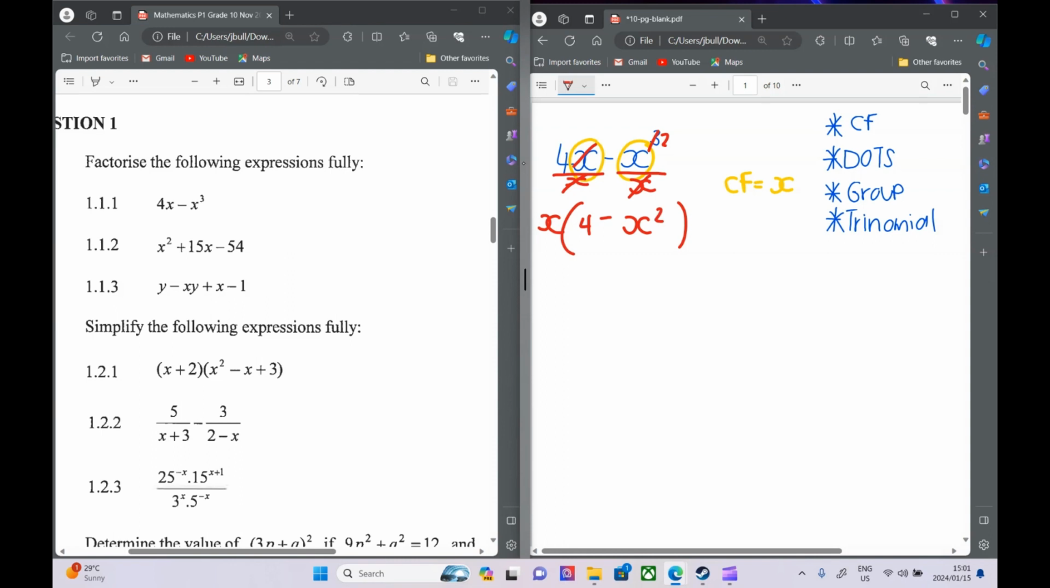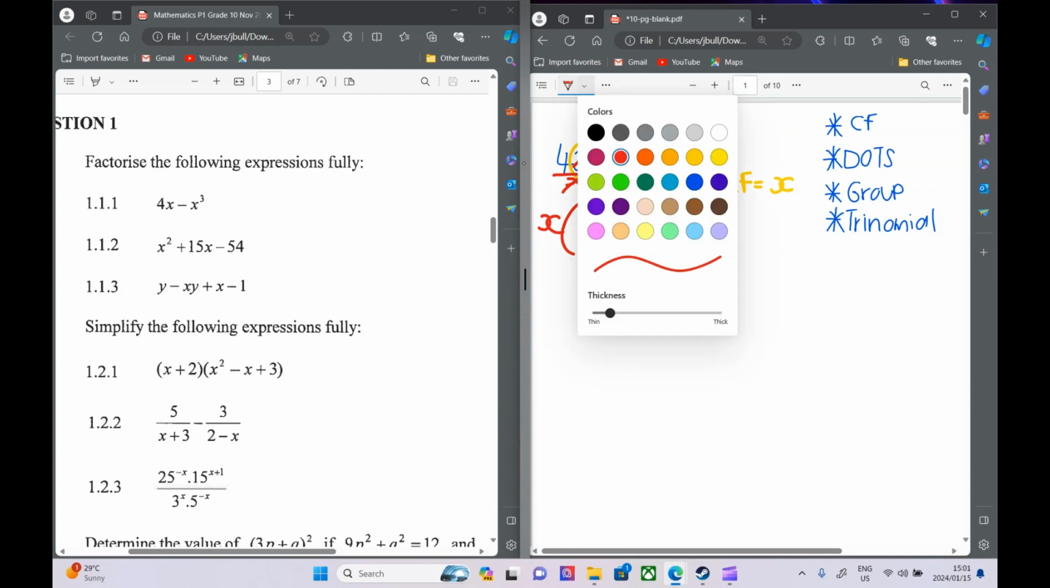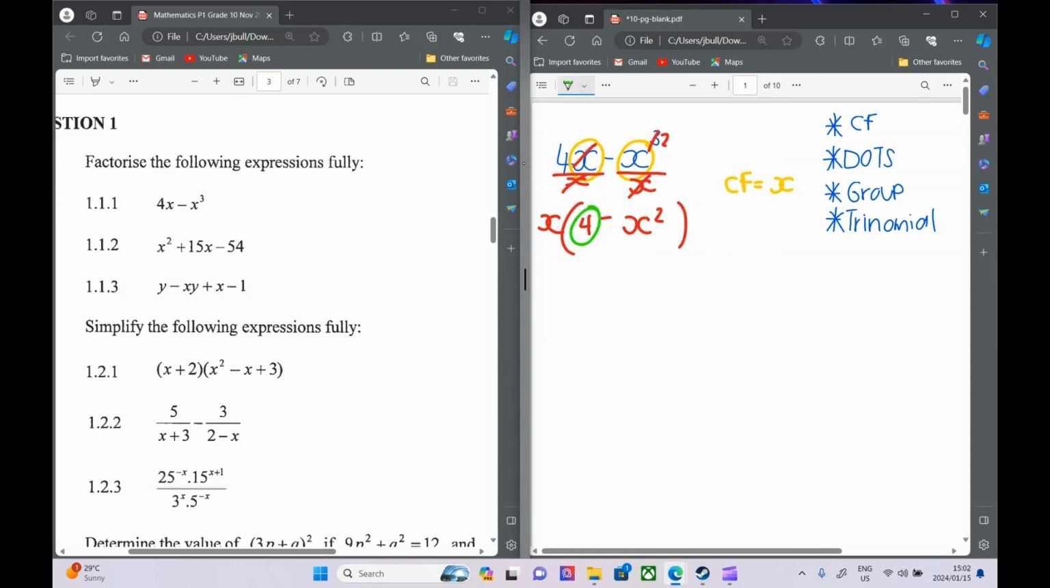So then I've got to check, do I have any common factors in the brackets? No, I don't. Do I have the difference of two squares? I do. Difference of two squares means I've got a square number. Okay, so let's just circle or underline this. I've got a square number and a square number, and I'm doing a subtraction, the difference between them.